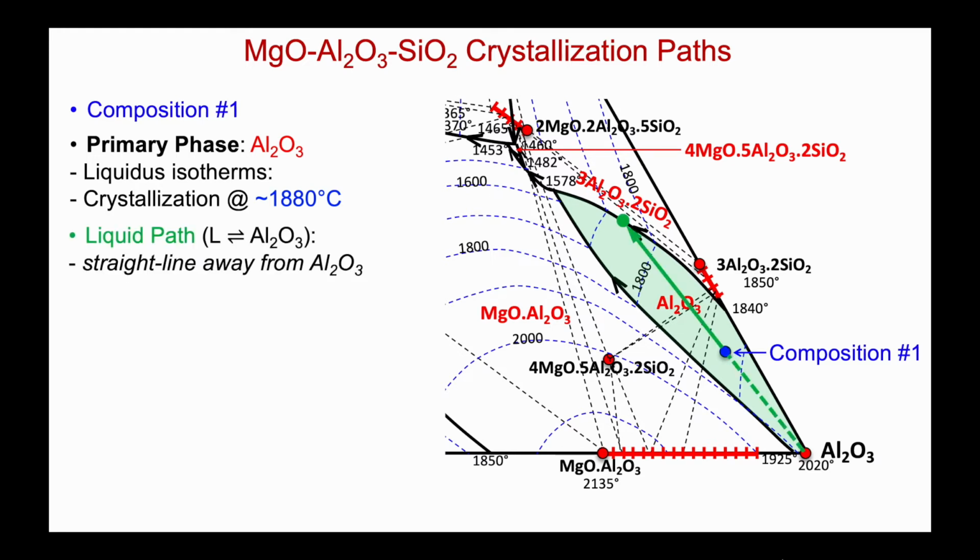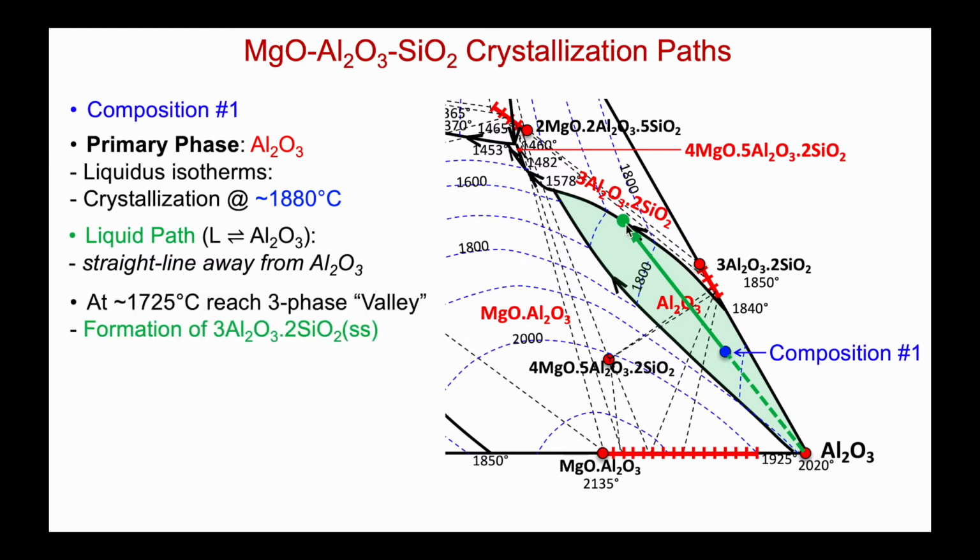Now we know as Al₂O₃ crystallizes out of the liquid, the composition itself will move in the opposite direction over the liquidus surface to lower temperatures. And so here's my straight line path away from Al₂O₃, showing the direction of the liquid headed towards this valley, this liquidus shown on the diagram. We can quantify the temperature at which the liquid reaches this 3-phase valley using the isotherms. This is 1700 C, this is 1800 C, so at about 1725 C we will reach that 3-phase valley.